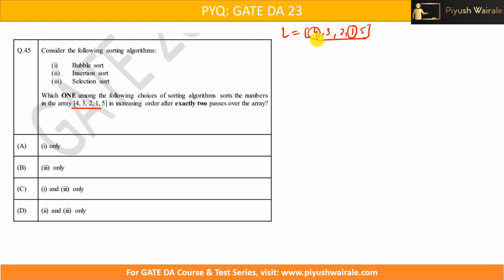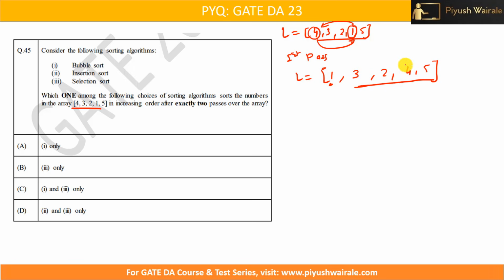So we swap 4 and 1 after the first pass. In selection sort, I first find the lowest element in the unsorted array, and then I swap it with the first element. So I am swapping 1 and 4. After the first pass, it will be like this: 1, 3, 2, 4, 5, right? Now this is my sorted part, because 1 is in the correct position. Now I am left with this remaining part.